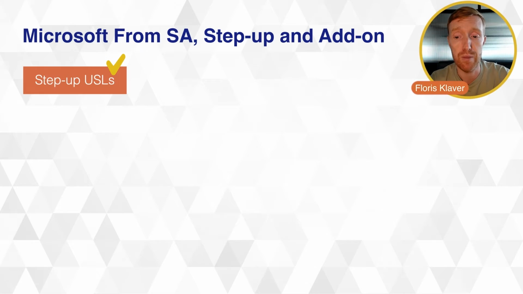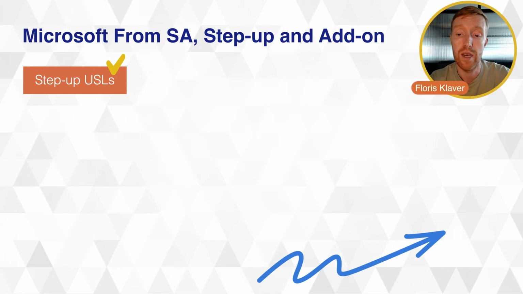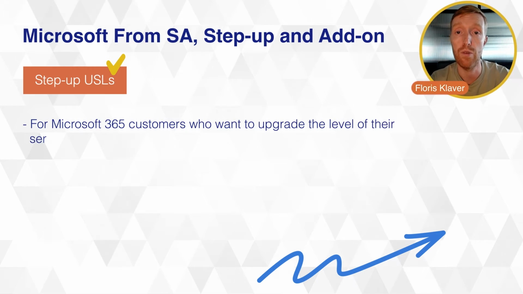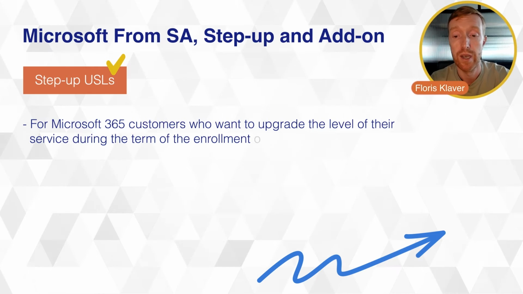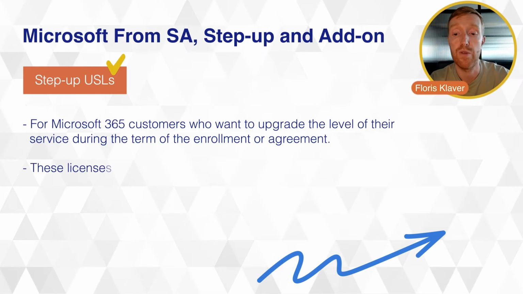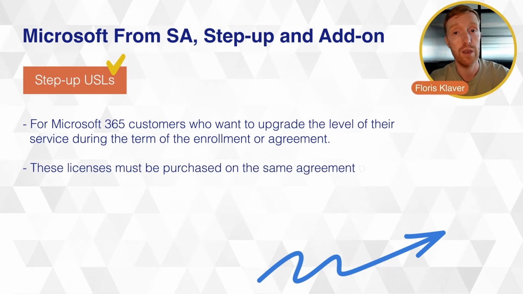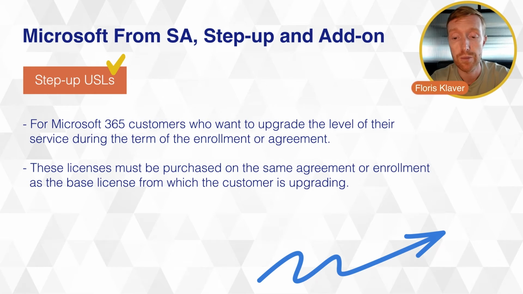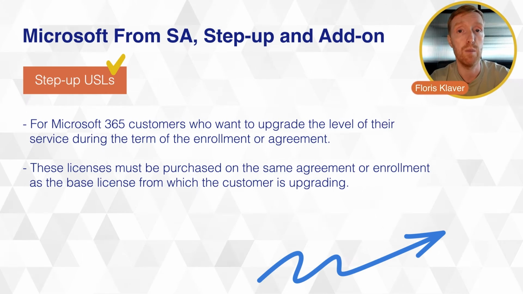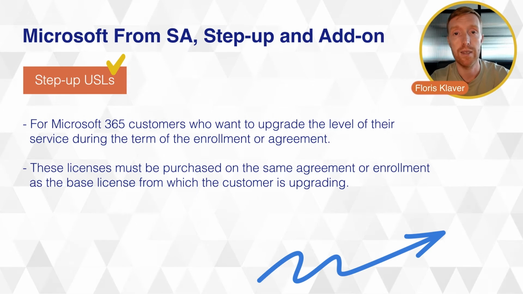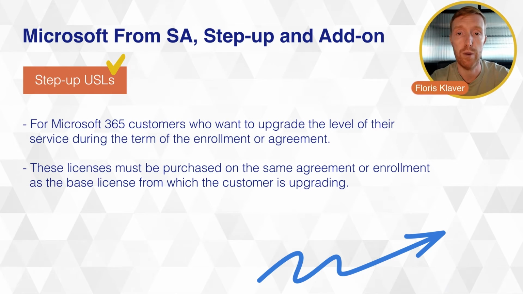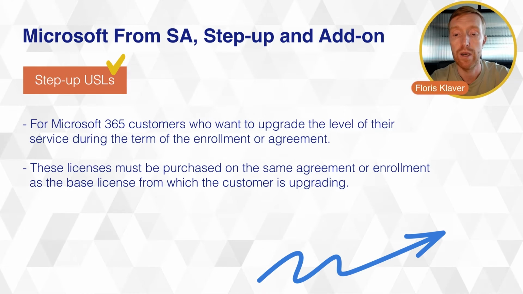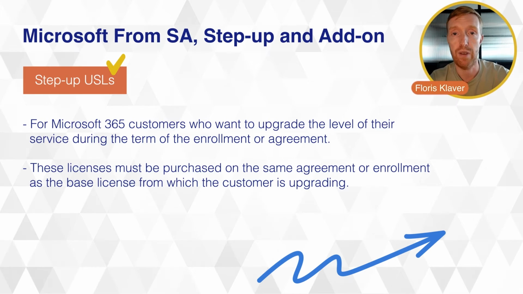And finally, you have step-up user subscription licenses, and these are typically for Microsoft 365 customers that want to move from a lower edition to a higher edition. An example I gave previously is if you buy Microsoft 365 F3, where you get an Exchange Online kiosk license with a 2 GB mailbox, but you would require 50 GB, for instance, you could add a step-up license to Exchange Online Plan 1 on top of Microsoft 365 F3 to unlock that additional functionality and get that 50 GB mailbox.